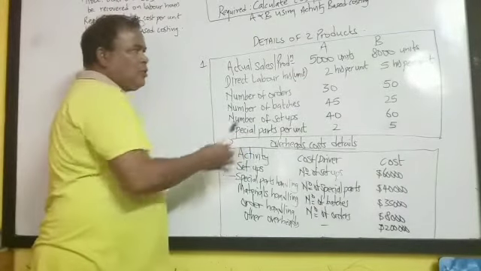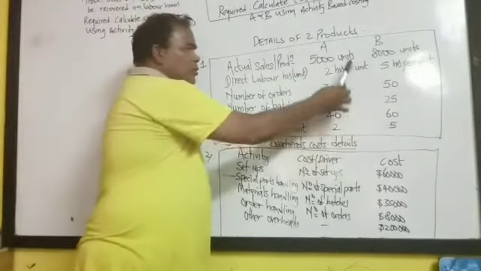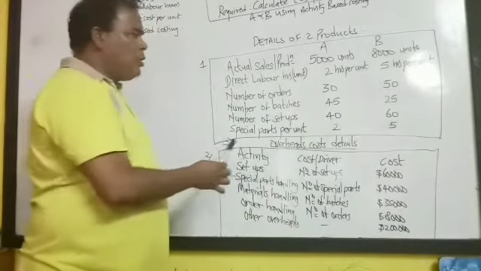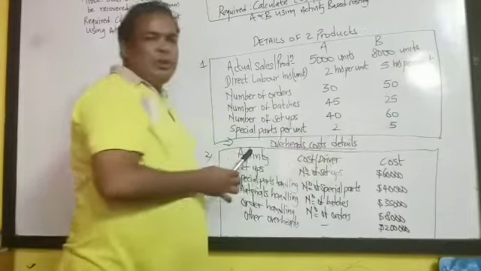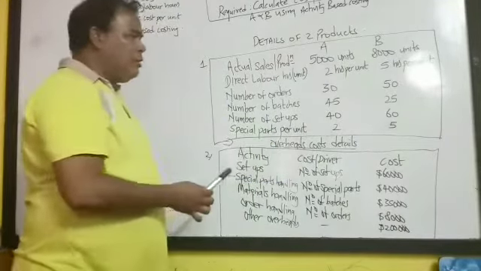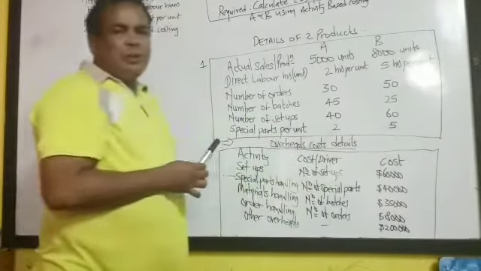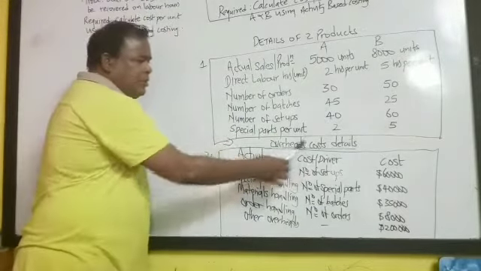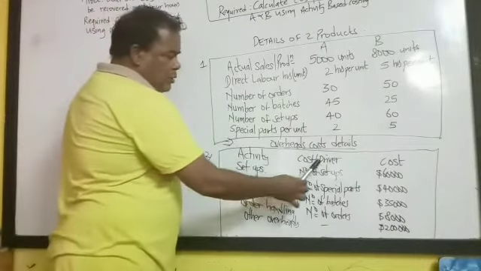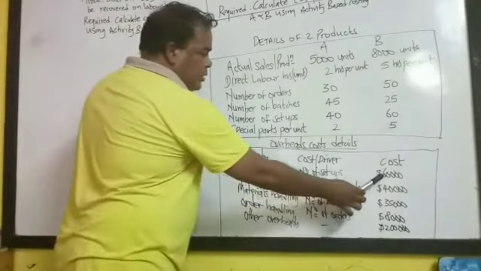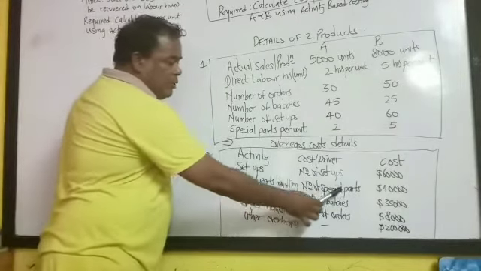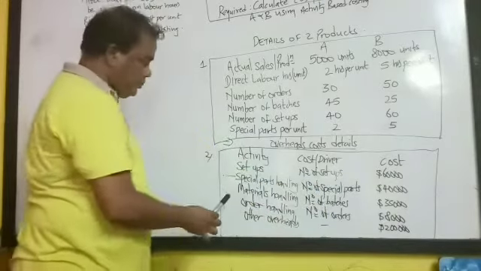Number of batches, 45 for product A, 25 for product B. Number of setups, 40 for product A, 60 for product B. Special parts per unit, 2 for product A and 5 for product B. Overhead cost details were given. Activity: setups, cost driver: number of setups, 60,000. Special part handling, number of special parts, 40,000.